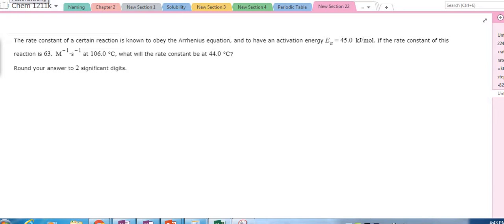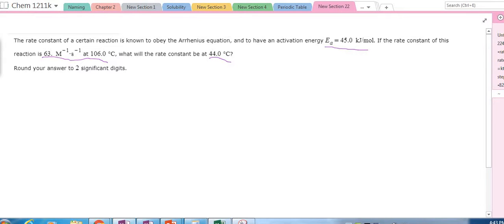Okay, these can be challenging problems when we're dealing with the Arrhenius equation, a little bit challenging in the understanding and the setup, but also in the math, where you just have to be real careful. It says that the rate of some reaction is known to obey the Arrhenius equation, and it gives us an activation energy of 45 kilojoules per mole, and a rate constant at a temperature of 106 degrees C, and it asks what that rate constant will be at 44 degrees C.